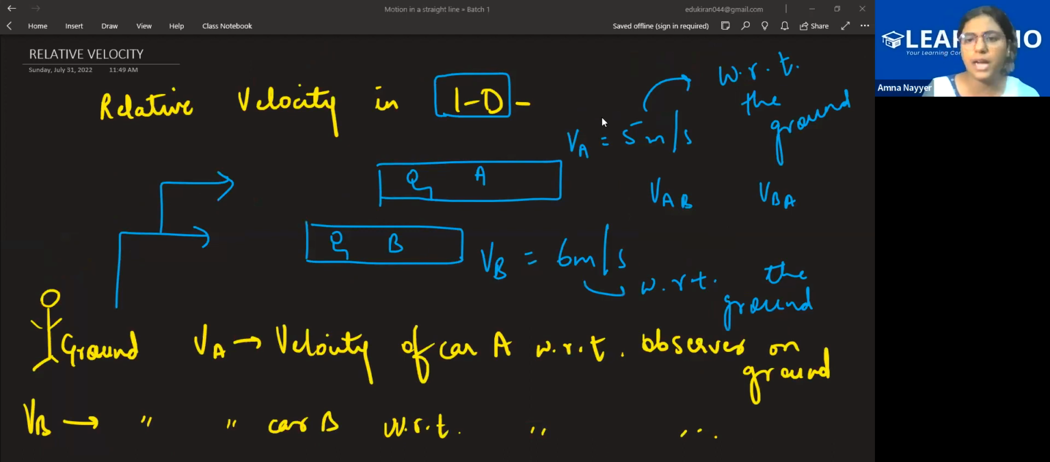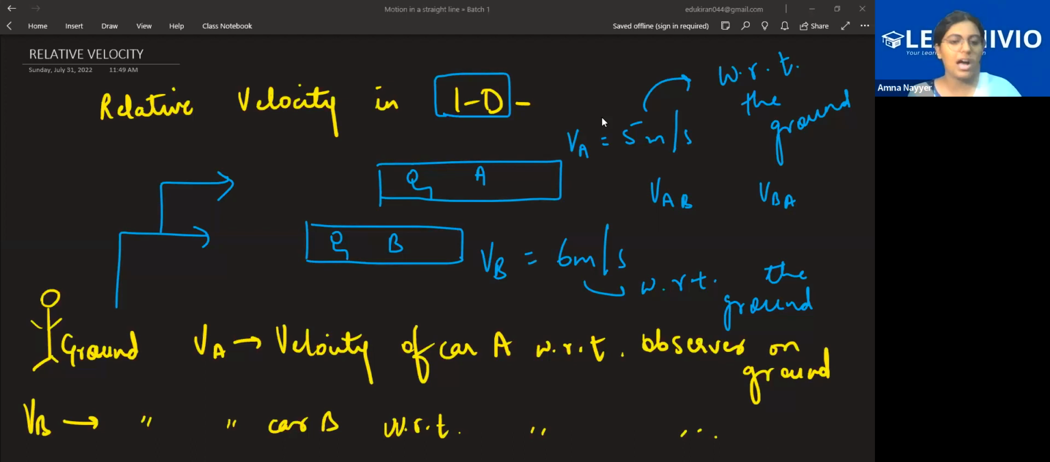You just have to subtract in one dimension. VAB is VA minus VB, VBA is VB minus VA. So sometimes VA would be missing, sometimes VBA would be missing. It's just that you have to understand which term, because in the question they won't ask you VAB or VBA.